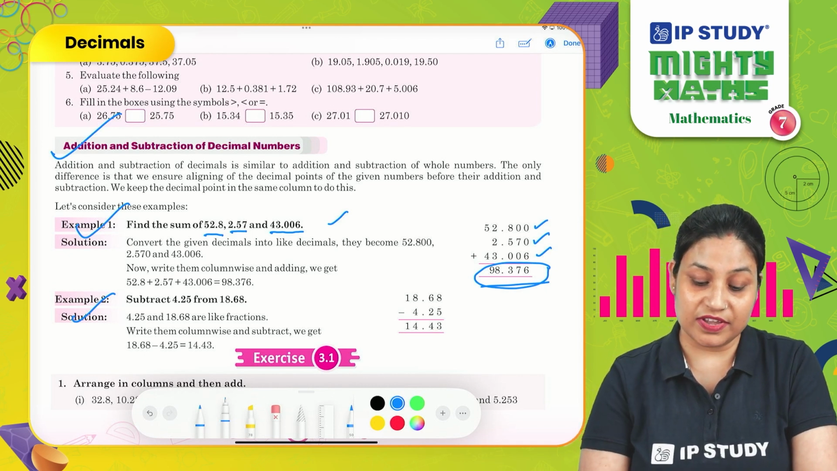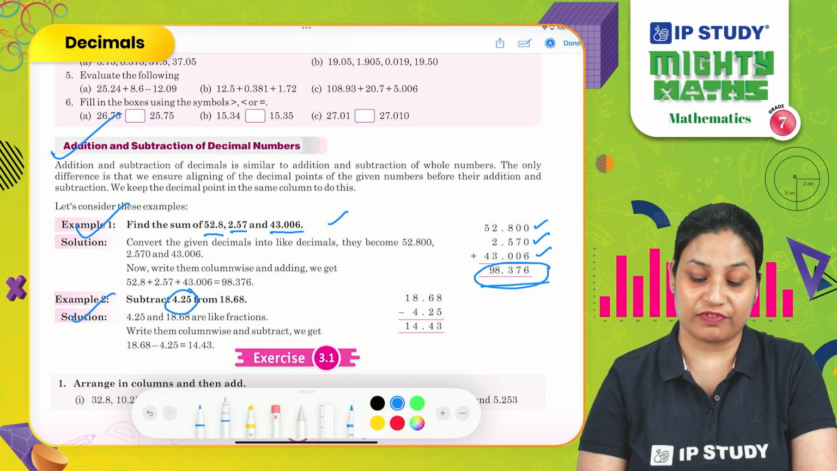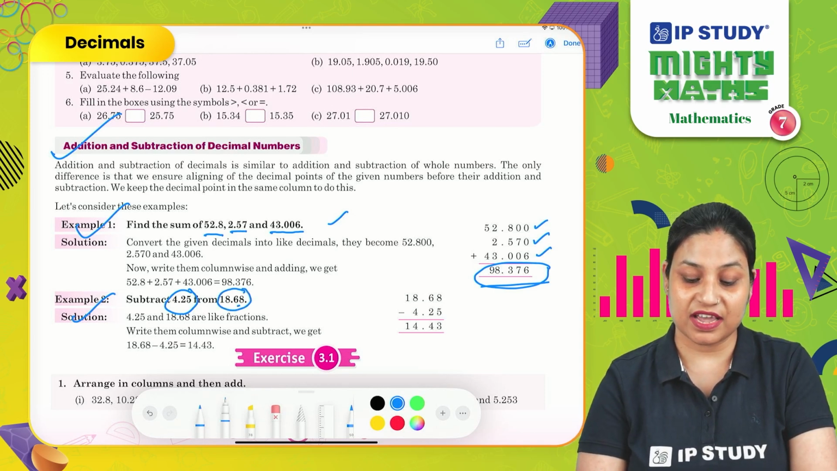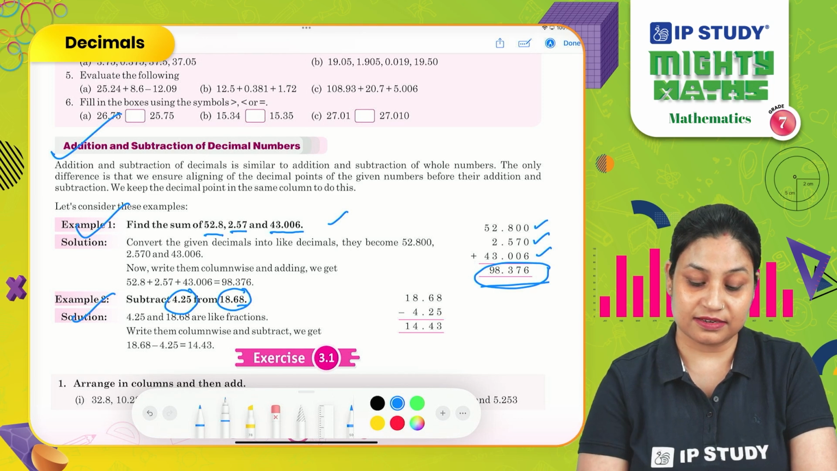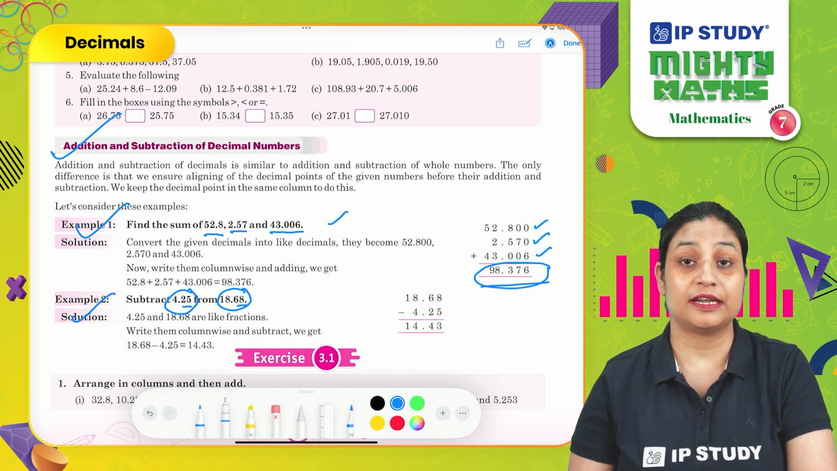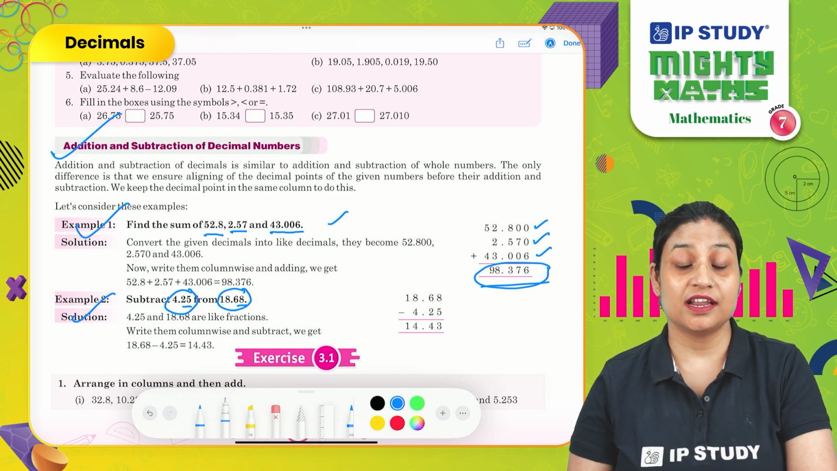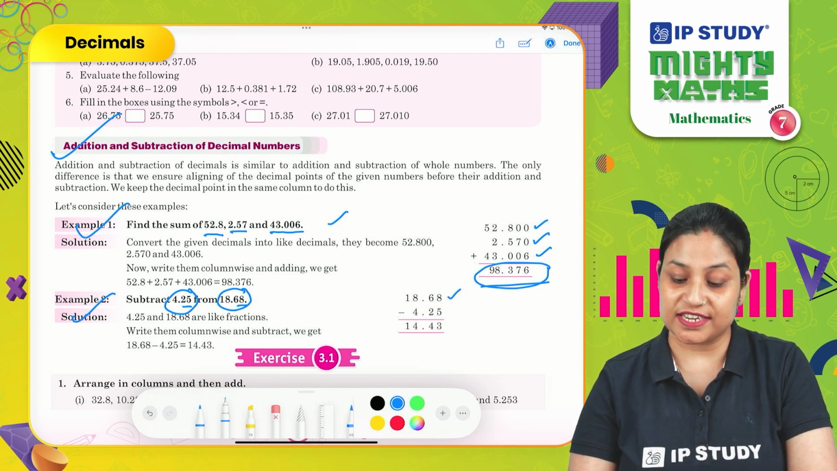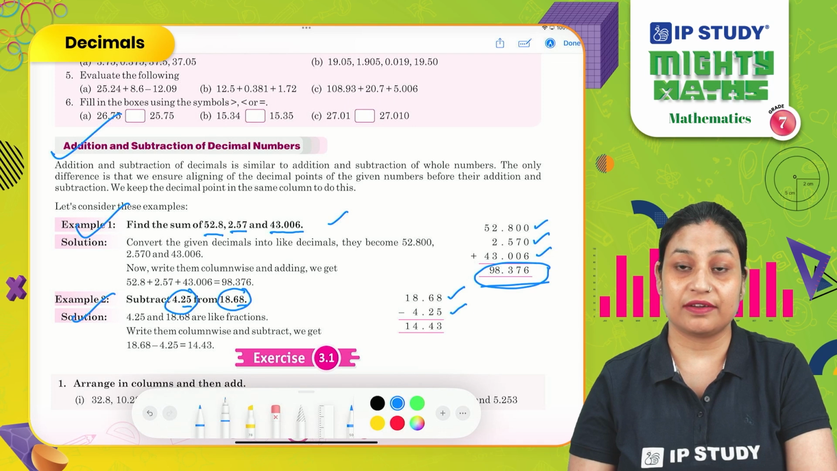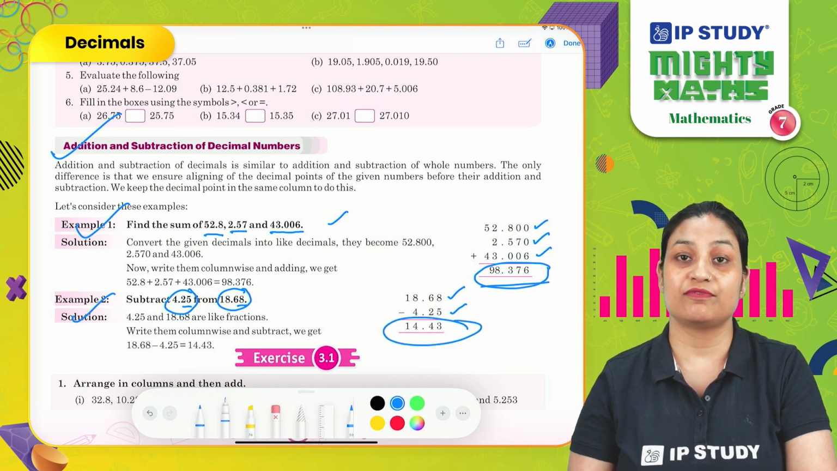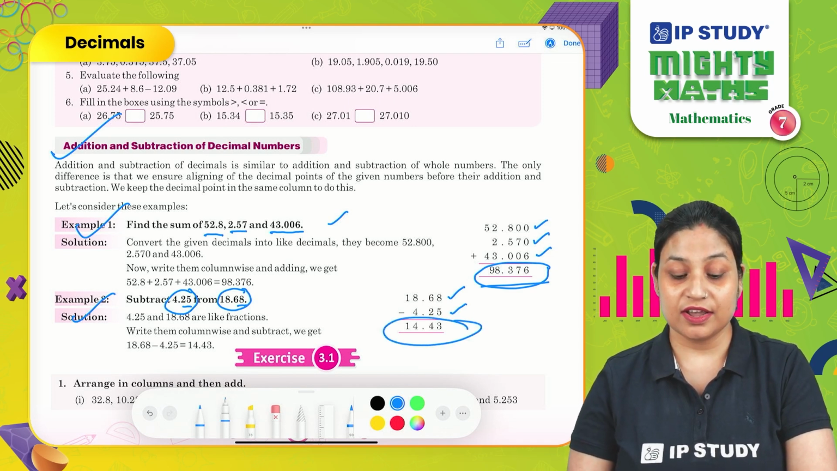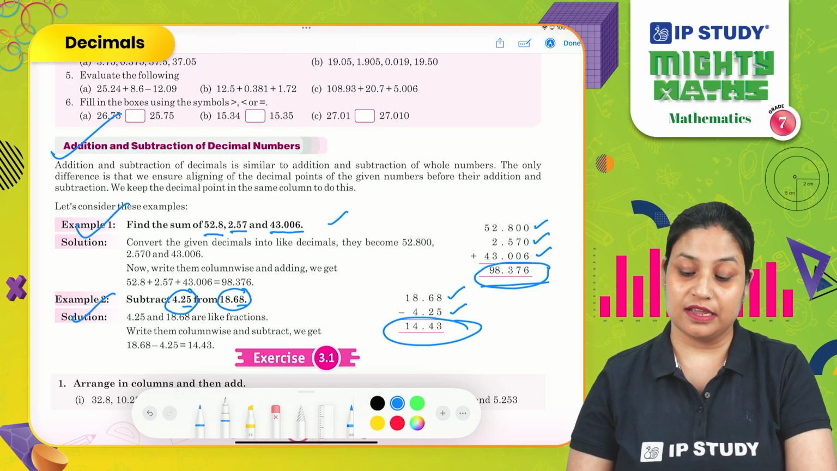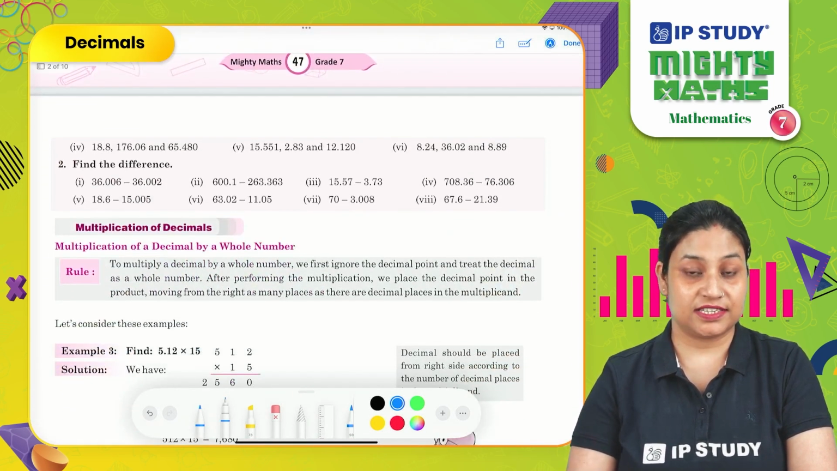So here we can see the two numbers 4.25 and 18.68. How many decimal places we have in this number? 2. And in this number as well, we have 2 decimal places. It means these two decimal numbers are like decimals. So now we can subtract them directly. So 18.68 subtracted by 4.25, what is your result? Your result is 14.43. So I hope you have understood how to add and subtract decimal numbers. Now let's move on to the next topic and see what is there.